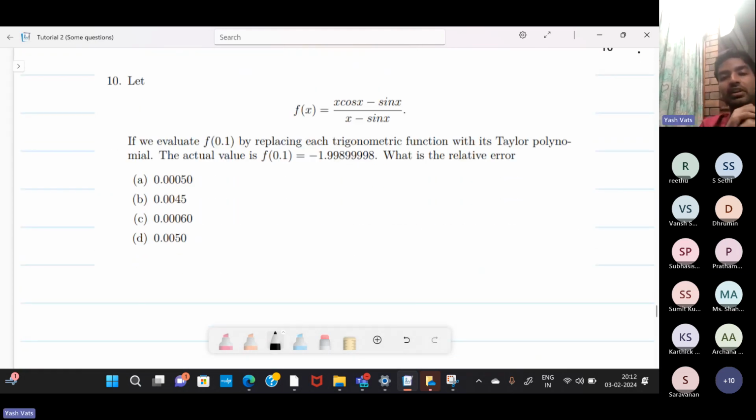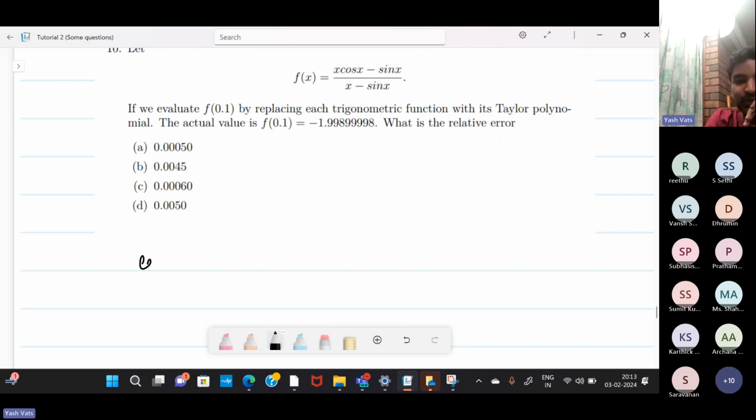Okay, so here is again the same question, but here they have twisted something: you need to find the value not using calculators and correct up to 4 decimal places, but you just need to use the Taylor polynomial expansion. Do you know the Taylor expansion of cos x and sin x? Yes, sir. Okay, tell me. How do you approximate cos x?